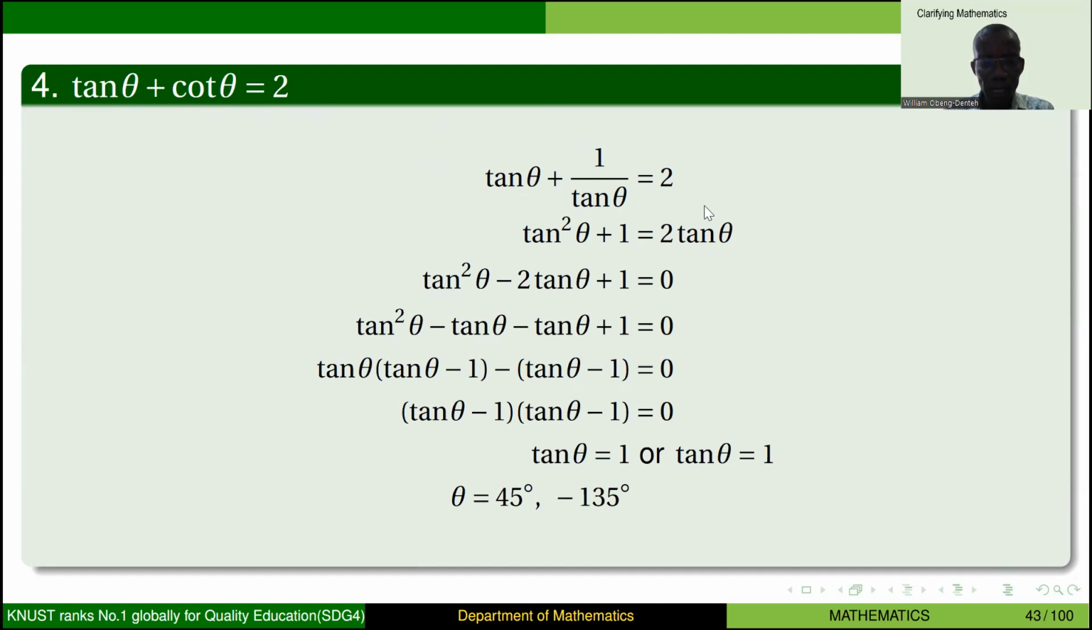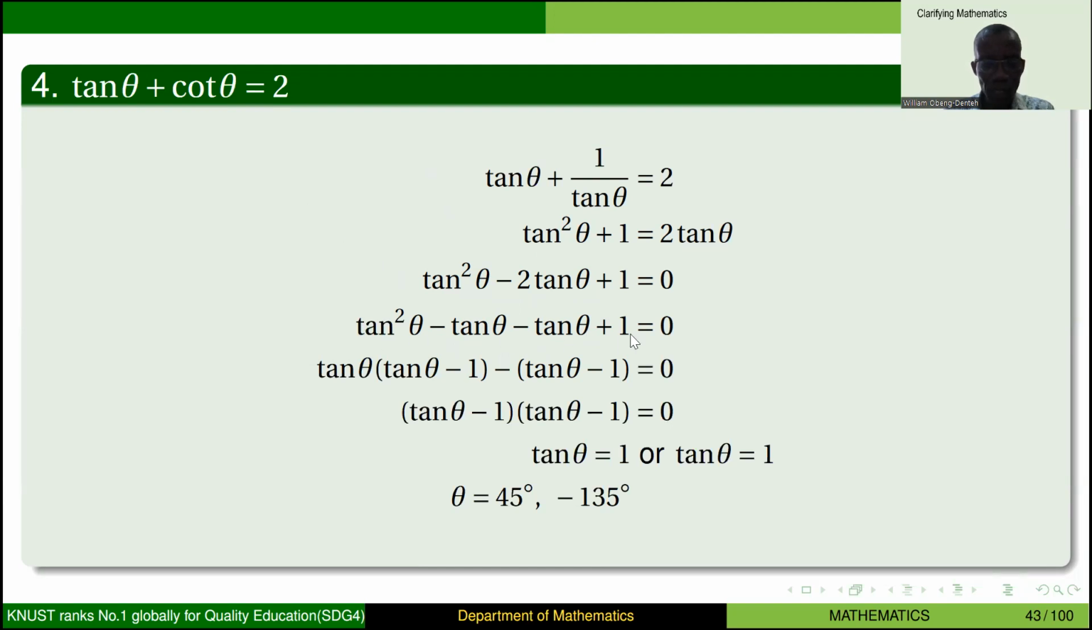Let's rearrange them. So tan squared theta will come. Let's subtract 2 tan theta from both sides. So we get negative 2 tan theta plus our 1. Now for this one, we can do the factorization. 1 times 1 gives us 1. And then for us to get this negative 2, we can make it negative 1 tan theta times negative 1 tan theta. So that gives us a positive tan squared theta. All right, so when we split, we get negative tan theta, negative tan theta.